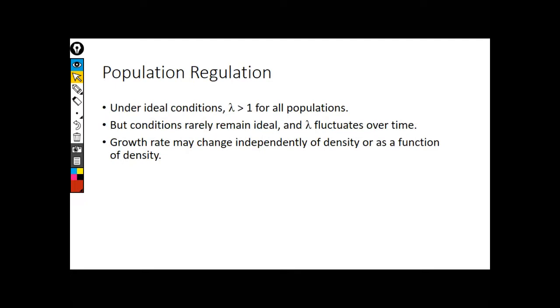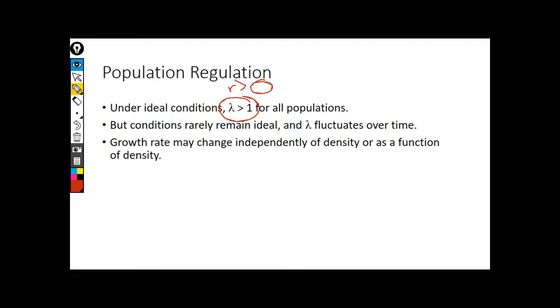Okay, so population regulation. So we know that certainly in an ideal space, populations are growing. So we consider that lambda is above 1, lambda is greater than 1, and r is greater than 0. So positive population growth.